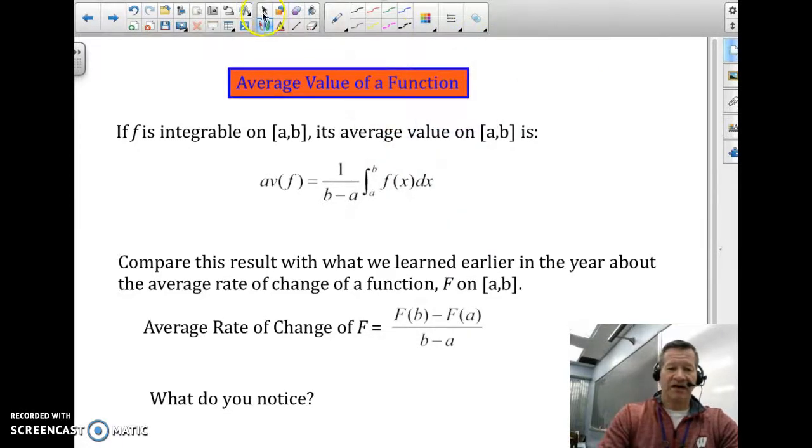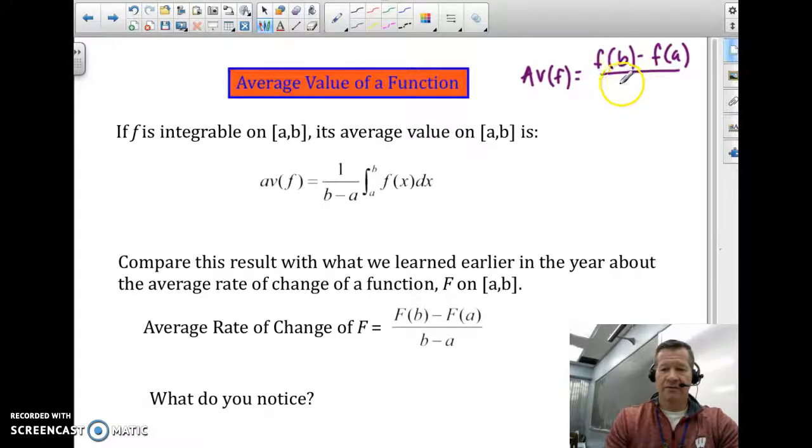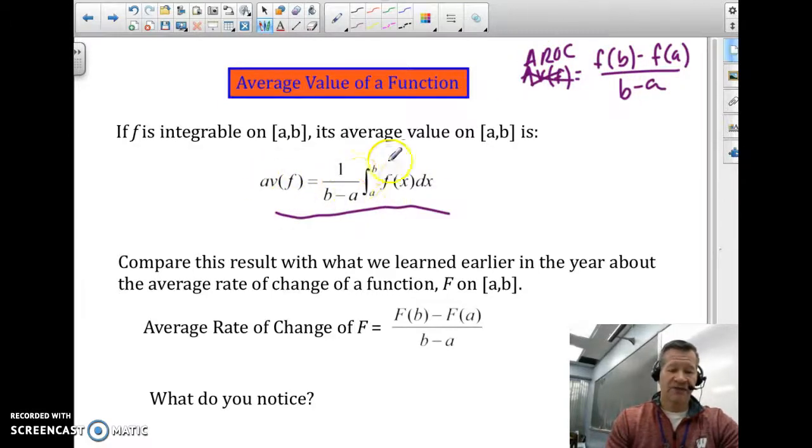We said that the average rate of change of a function from a to b would be f of b minus f of a over b minus a. That was not the average value of a function. I'm sorry, the average rate of change was that. Now the average value of a function is given as this. What I want you to understand is that the two formulas are related.